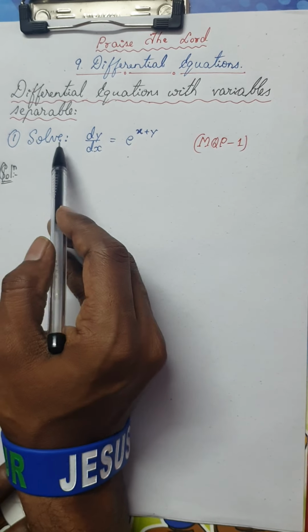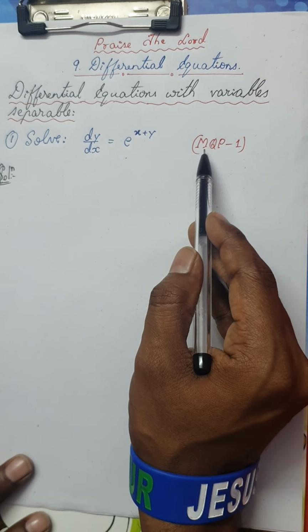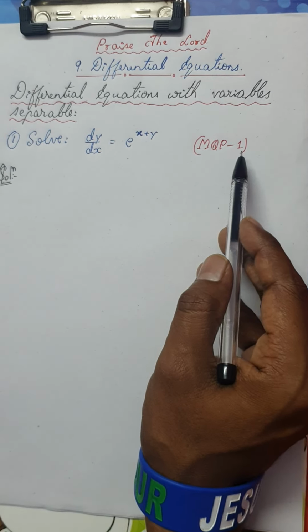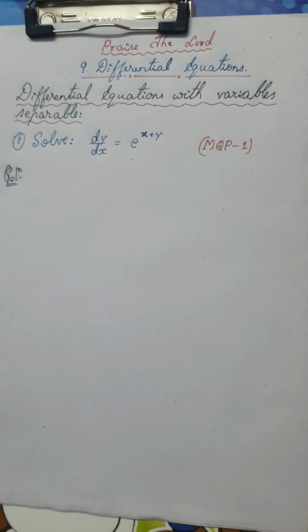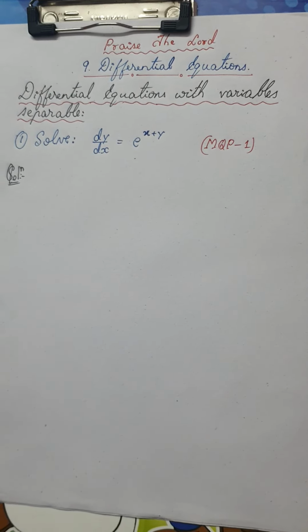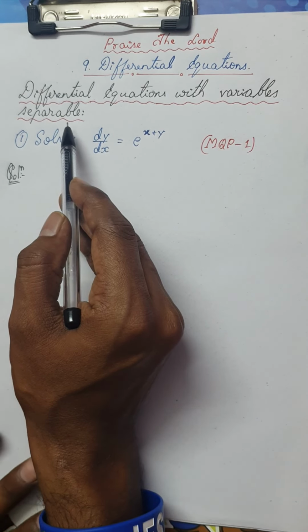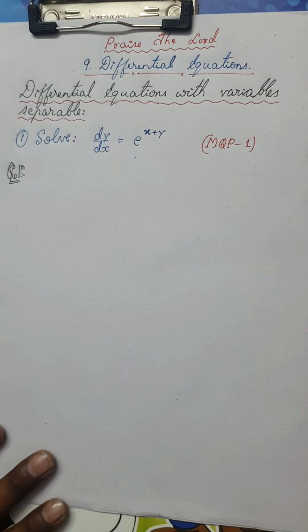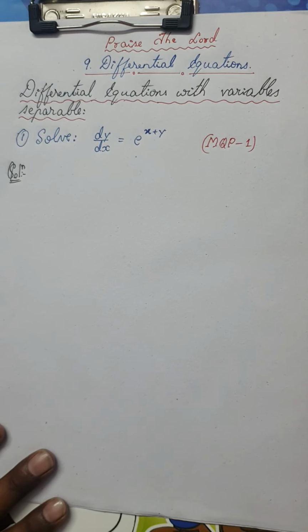The question is: solve dy by dx is equal to e power x plus y. This is the question in the first model question paper given for the reduced syllabus. Now these questions would follow the variables separable form. Now what is the meaning of variables separable? As the name itself indicates, we are going to separate the variables in terms of x and y. How we are going to do it is, you keep all the functions of y towards one side, or keep all the functions of x towards one side and integrate it. You are going to get the solution.